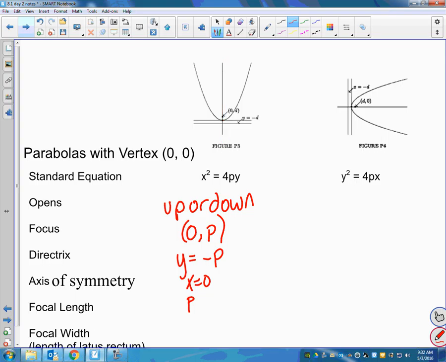Really small focus here, but the focal width is the line that goes through the focus and touches either side of the parabola, and it's always going to be the absolute value of 4p, which means you can tell it when it's in this form, and it's going to be a really quick, easy way to graph. So we're going to say it's the absolute value of 4p. So that p value is going to come in handy as we do this.